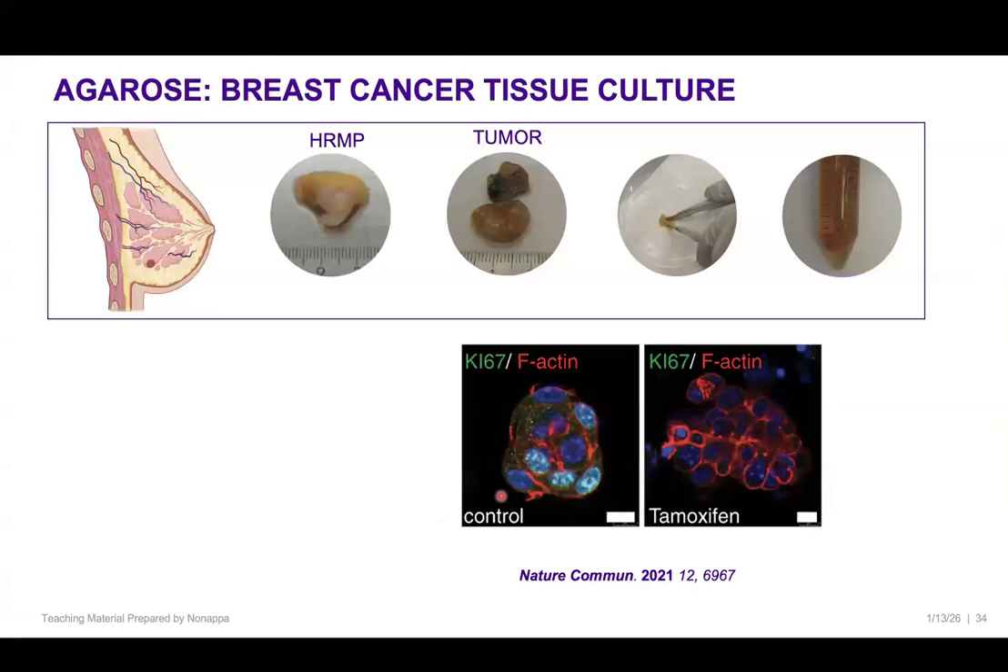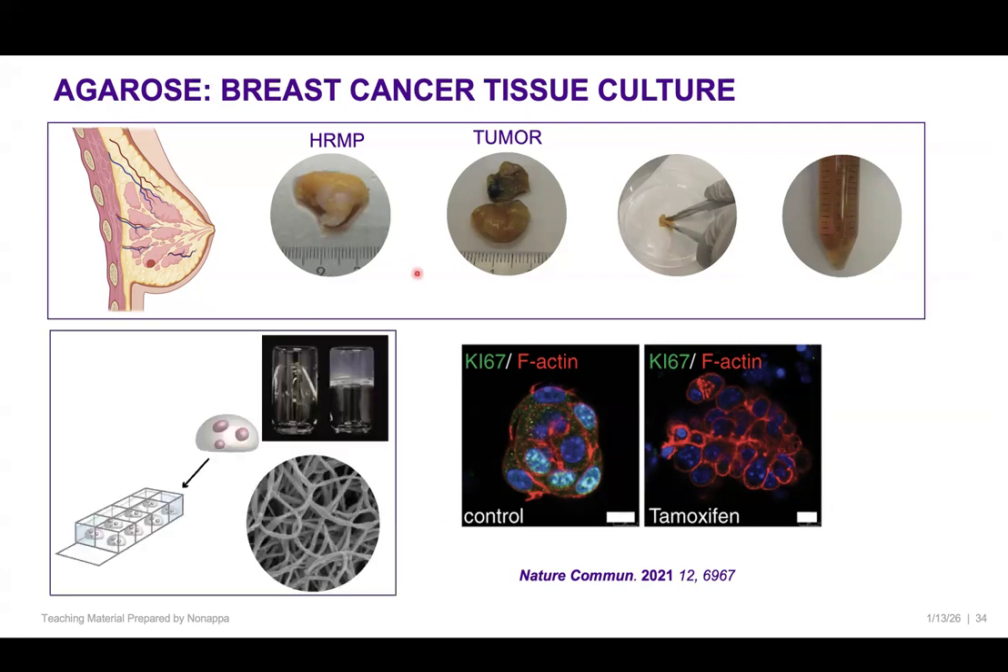These agarose and related gels can also be used for tissue culture and tissue engineering applications, such as shown here for culturing patient-derived explants from breast cancer tissues. This can be used to retain their original properties of the tissues, and then for drug discovery, drug testing, and patient-specific drug identification.